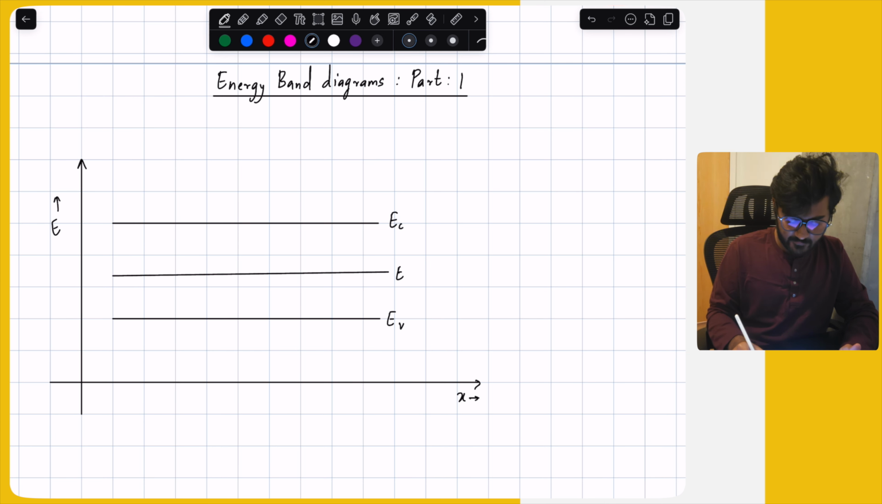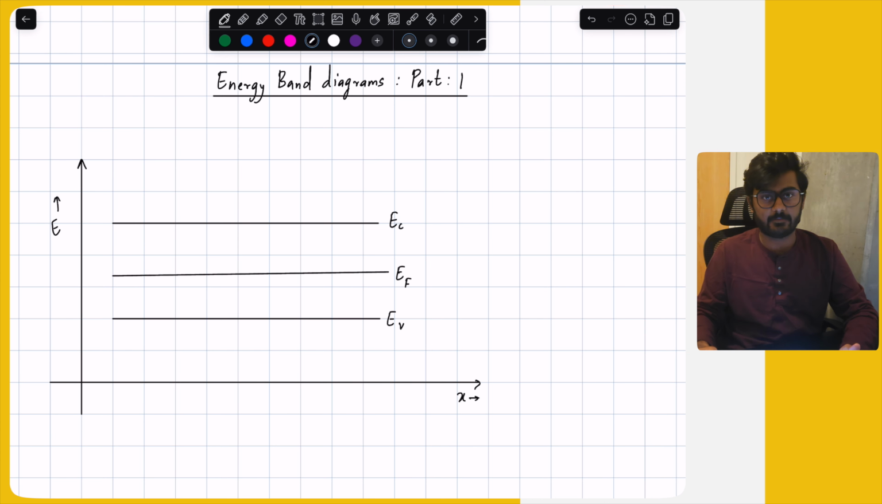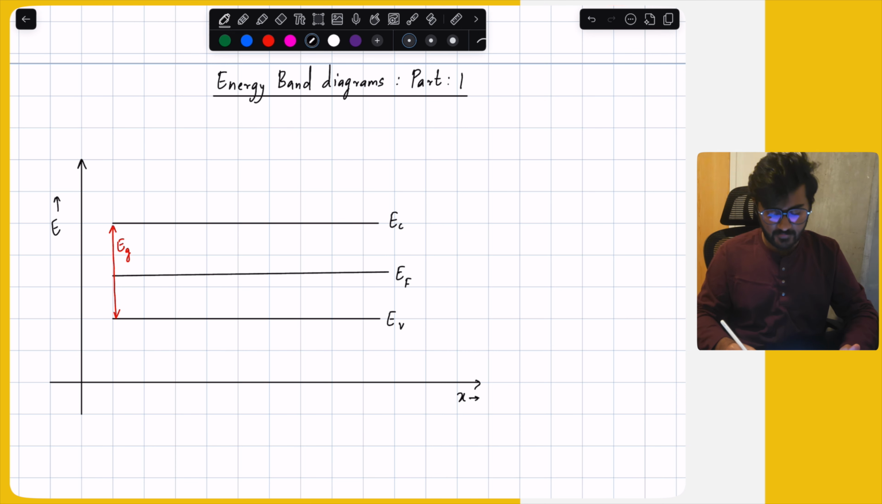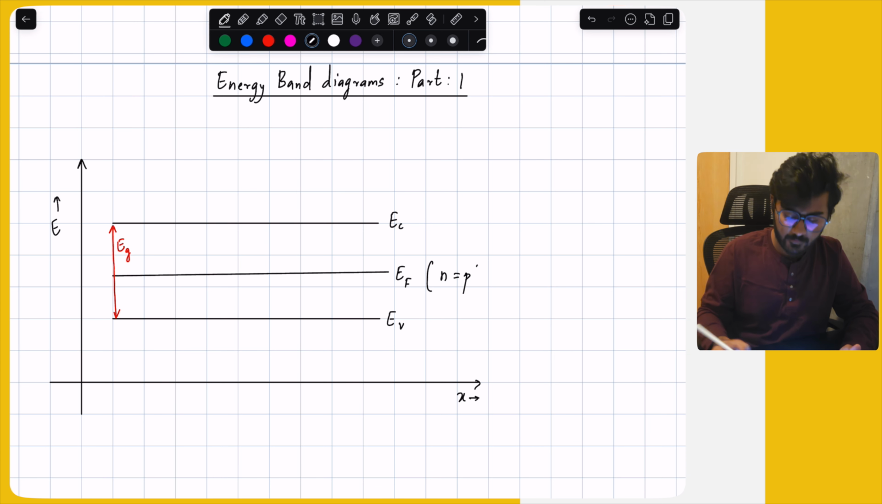EF is just a statistical concept. It comes from Fermi-Dirac statistics, and what this tells us is the balance between the electron and hole concentrations in the material. The band gap is actually given by the difference between EC and EV. It is denoted by EG. So if EF is at the middle of the band gap, it means that your electron and hole concentrations are equal.